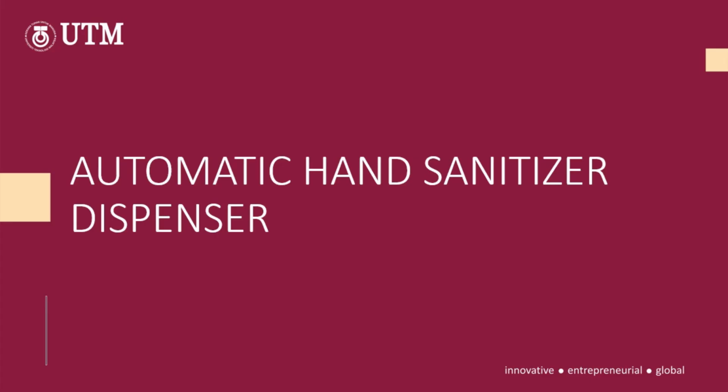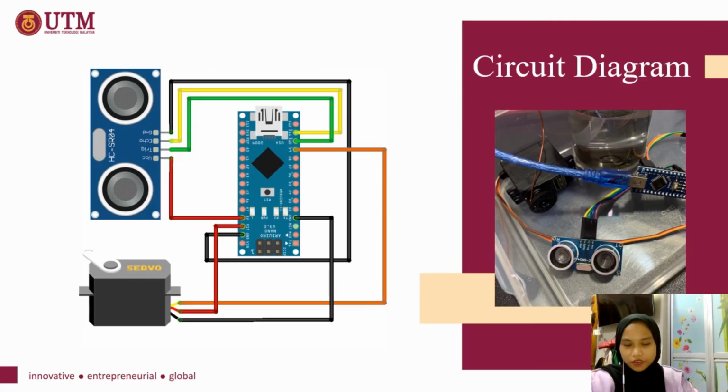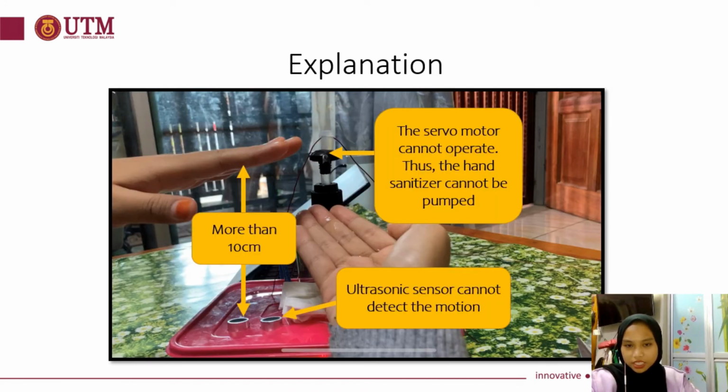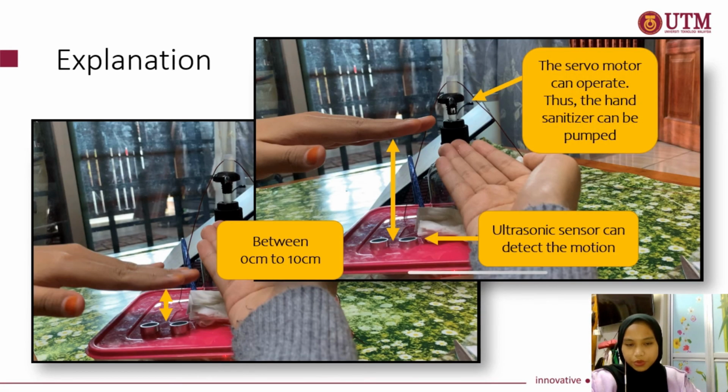I'm Shaira, so I am going to continue with the automatic hand sanitizer dispenser. This is the circuit diagram, and it shows how the ultrasonic sensor and the servo motor will be connected to the Arduino Nano. So this is the Arduino coding. This is the explanation of the automatic hand sanitizer dispenser mechanism. If we put our hand more than 10 cm above the ultrasonic sensor, the sensor cannot detect the motion, but if we put our hand between 0 to 10 cm above the sensor, it can detect the motion, thus the servo motor can operate and hand sanitizer can be pumped.